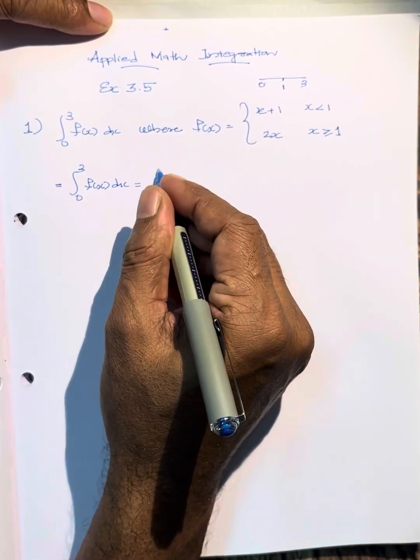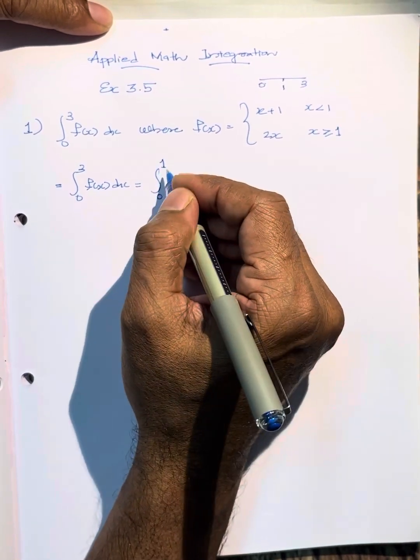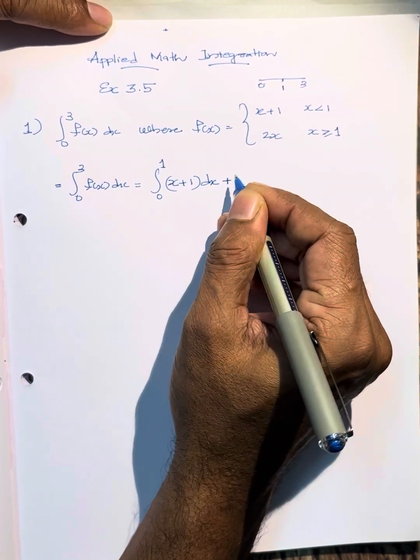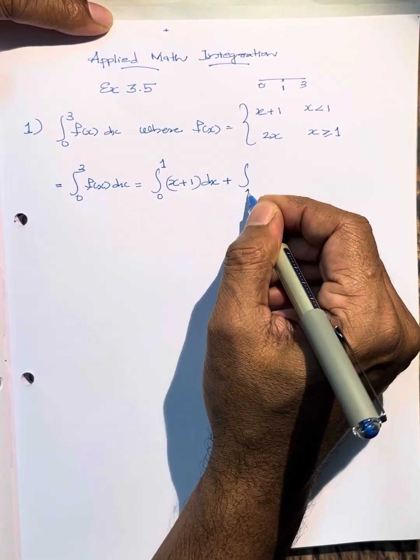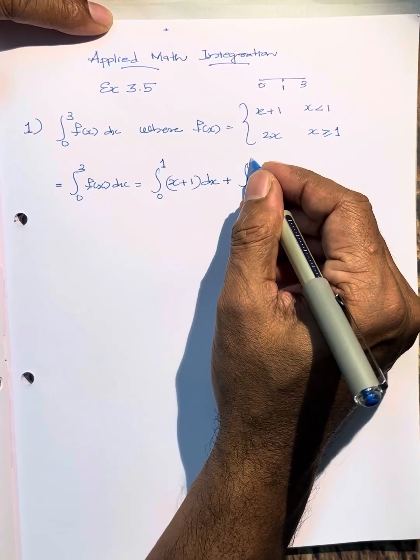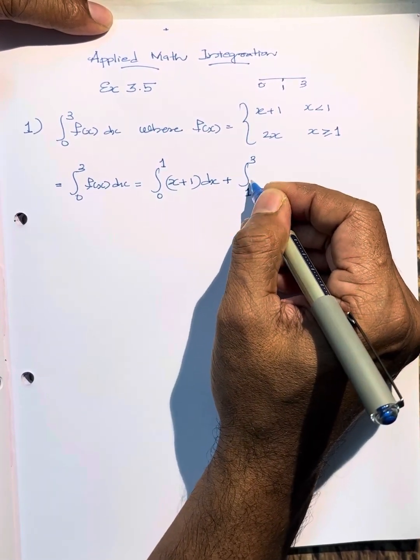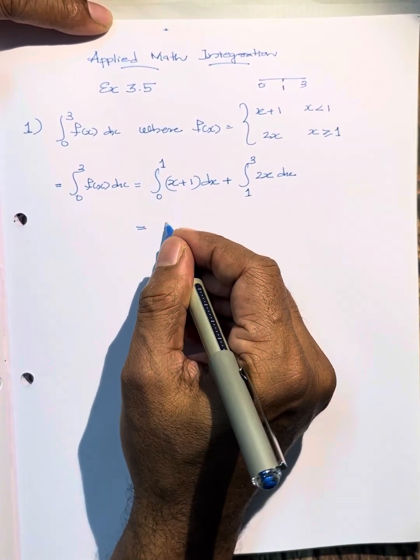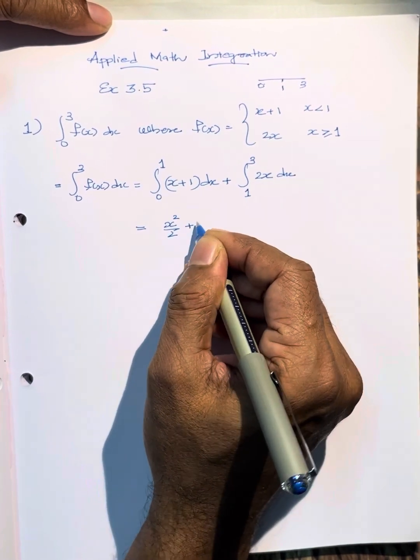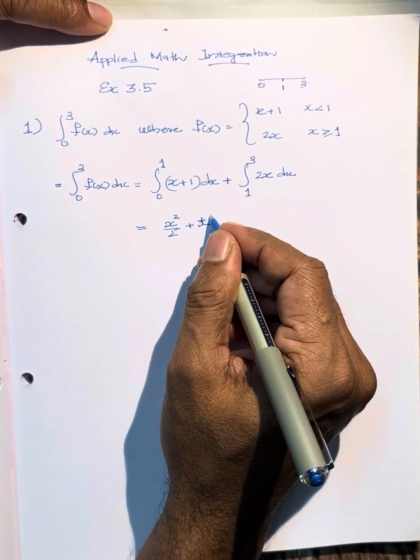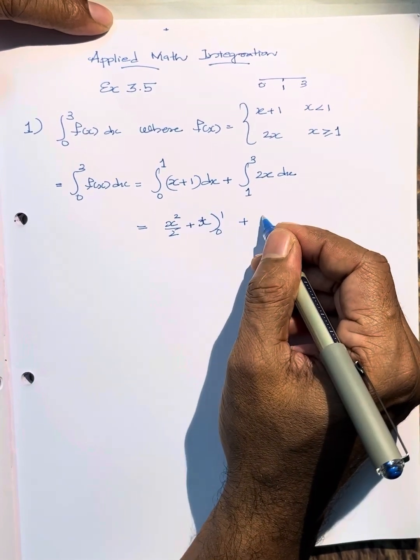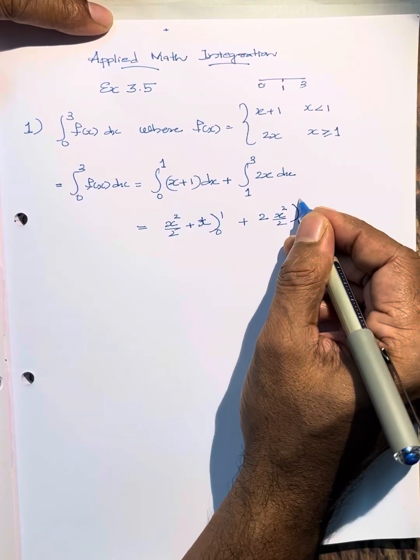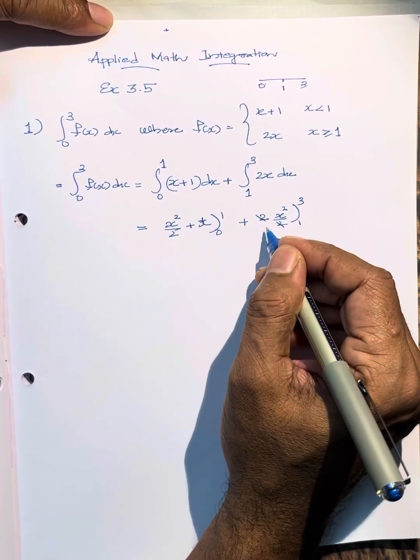I am going to write it as integral 0 to 1, because till 1 it is x plus 1 is the function dx, plus then integral 1 to above 1 it is 2x, 1 to 3 we need to integrate only till 3, so 1 to 3 it is 2x dx. Now usual integration, x integration is x square by 2 plus 1 is x, that is 0 to 1, plus 2x square is 2 is constant, leave it, x is x square by 2, 1 to 3. So this 2 and 2 cancel.